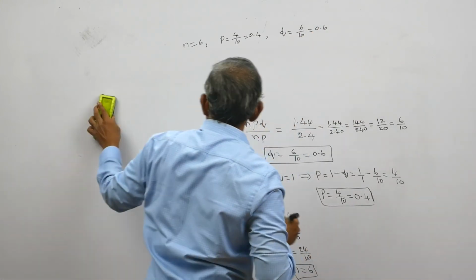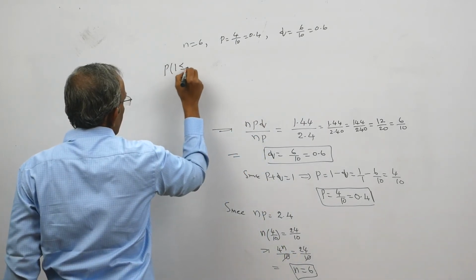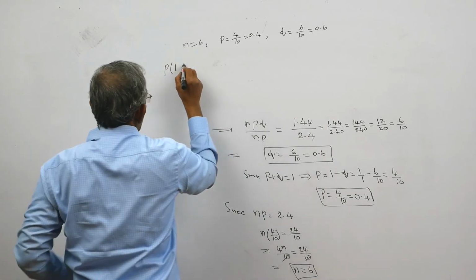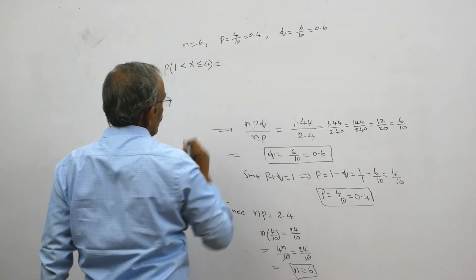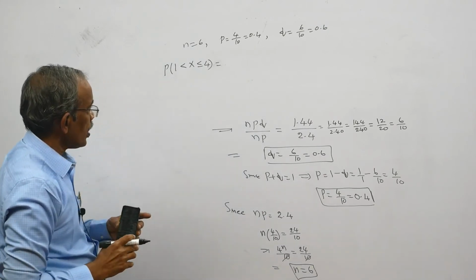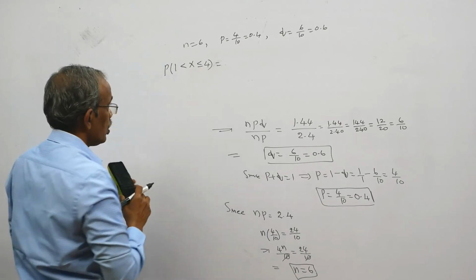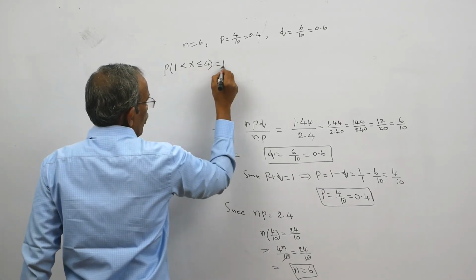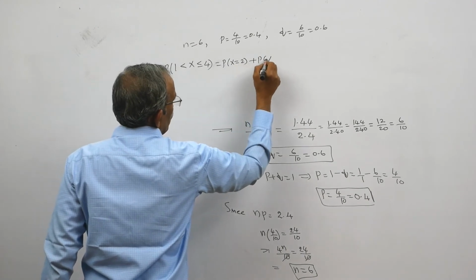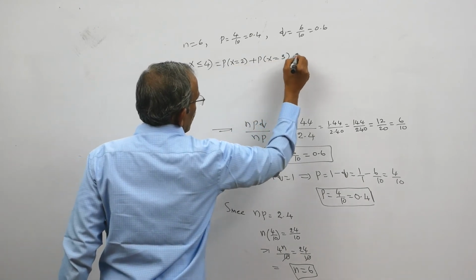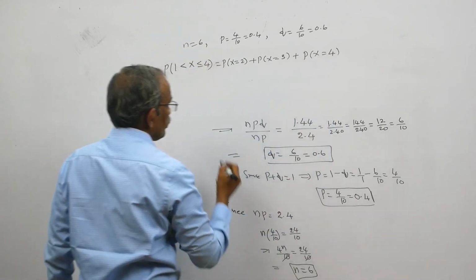Now we have to find the value of 1 less than x less than or equal to 4. And x takes the values greater than 1 and less than or equal to 4. Greater than 1 means let us take p of x equal to 2, p of x equal to 3 plus p of x is equal to 4.